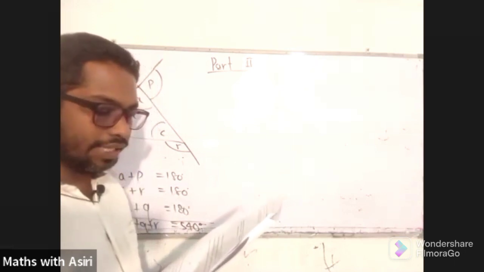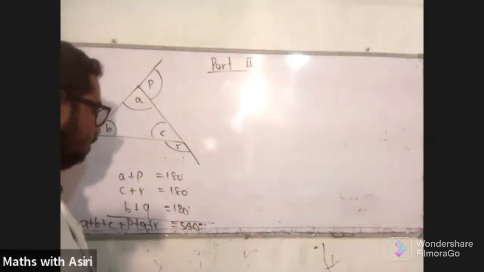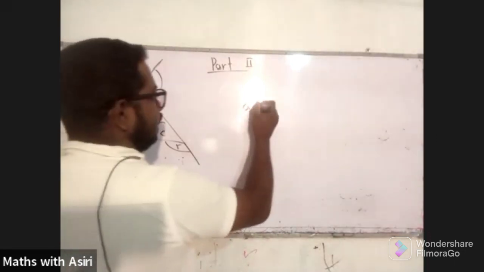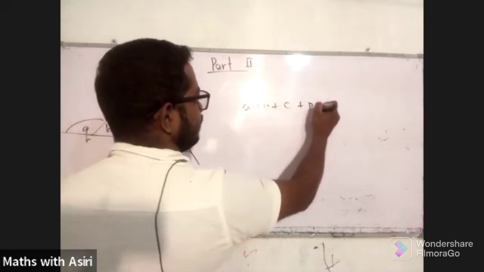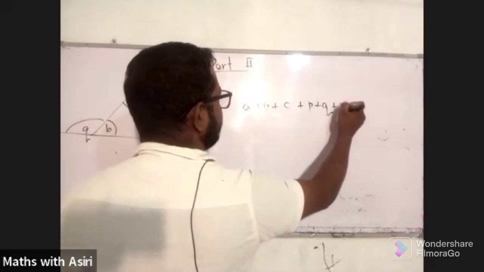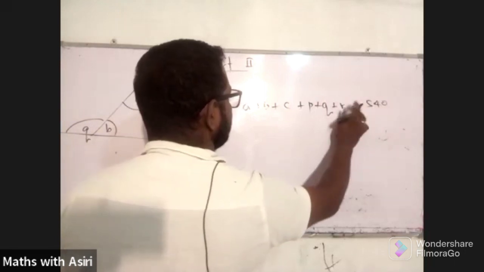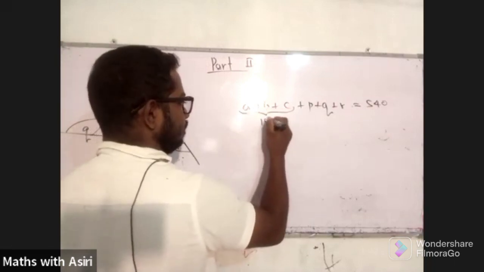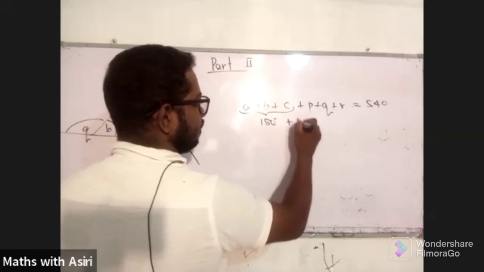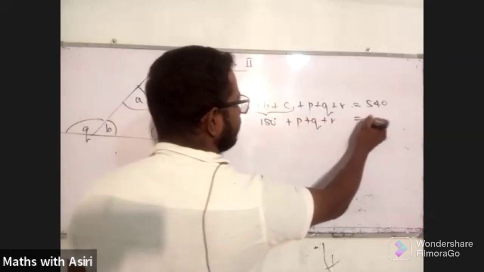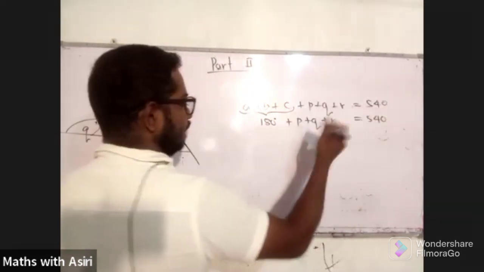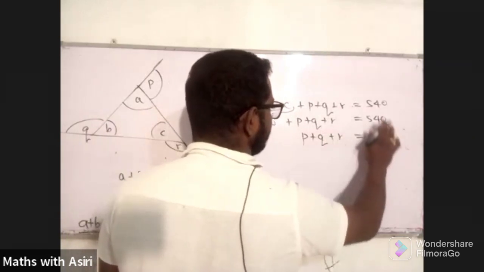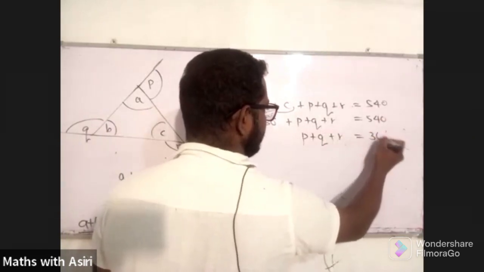Using the above answer, find the sum of P plus Q plus R. Already we know that A plus B plus C is 180. Now we have taken A plus B plus C plus P plus Q plus R equals 540. So we can write that 180 plus P plus Q plus R equals 540. Subtract 180 from both sides. P plus Q plus R equals 540 minus 180, which is 360.